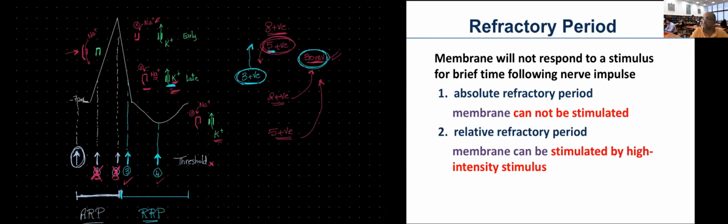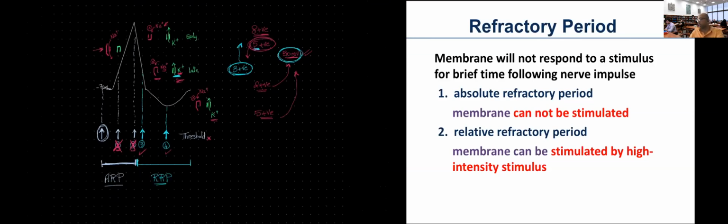So again, what is the refractory period? Refractory period is the time when the membranes will not respond to a stimulus for a brief time following a nerve impulse. Absolute refractory period, the membrane cannot be stimulated. Again, you understand now why I can't be stimulated, because you respond to the stimulus by opening sodium channels.